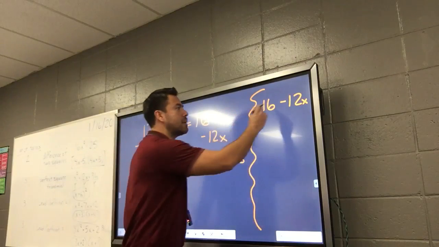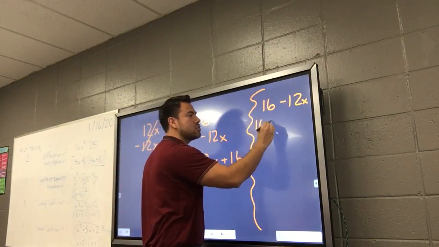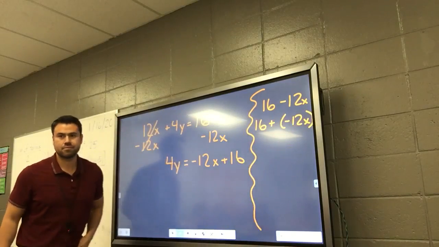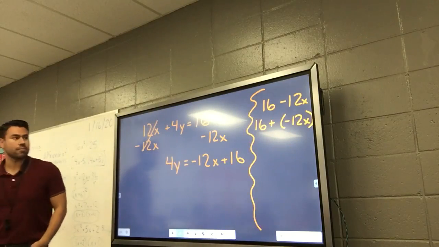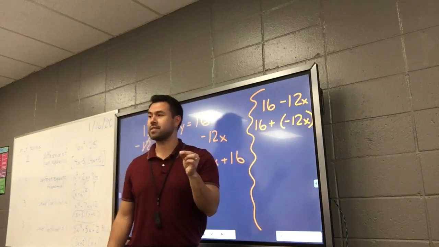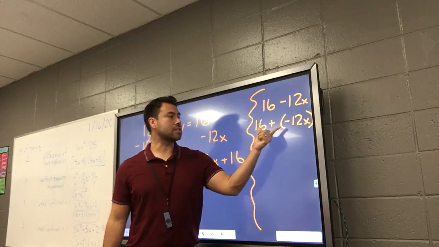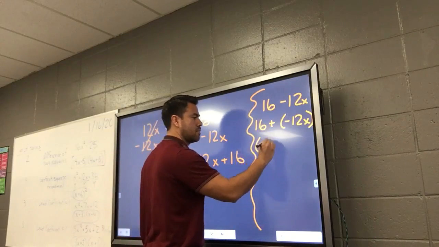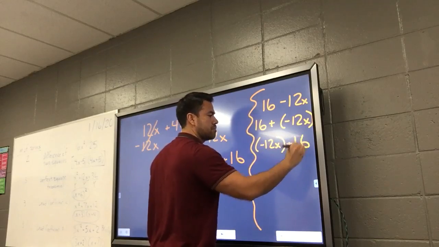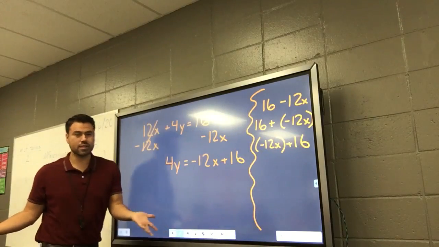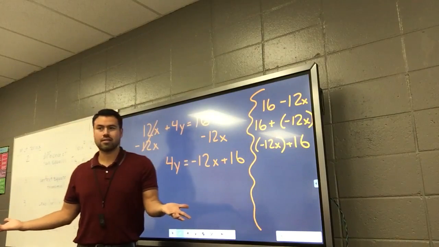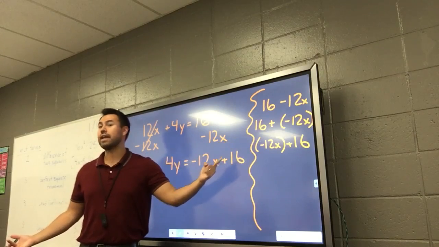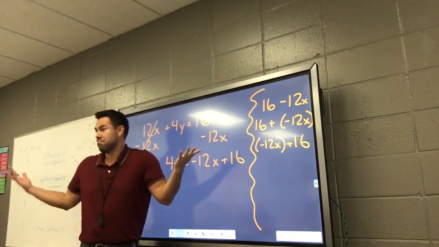Okay, 16 minus 12x, stay, change, opposite. Correct? Allowed? Okay, the commutative property says, if I'm adding two things, can I flip them around? Is that allowed according to the commutative property? Look at it right here. What's the difference between those two? One has a parenthesis and one doesn't.